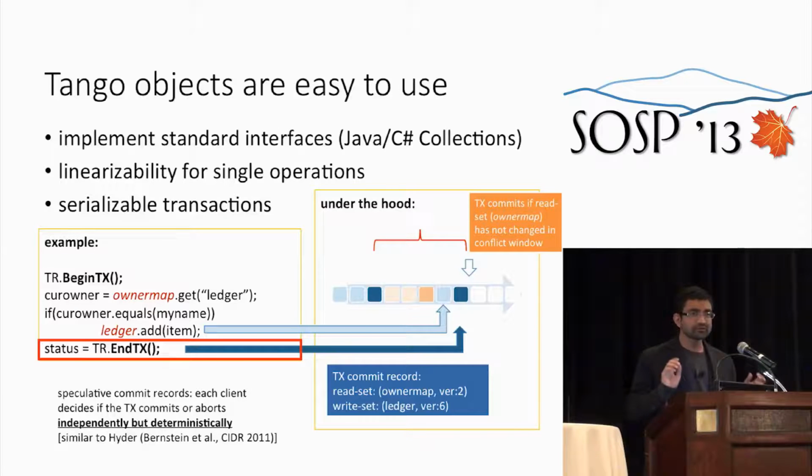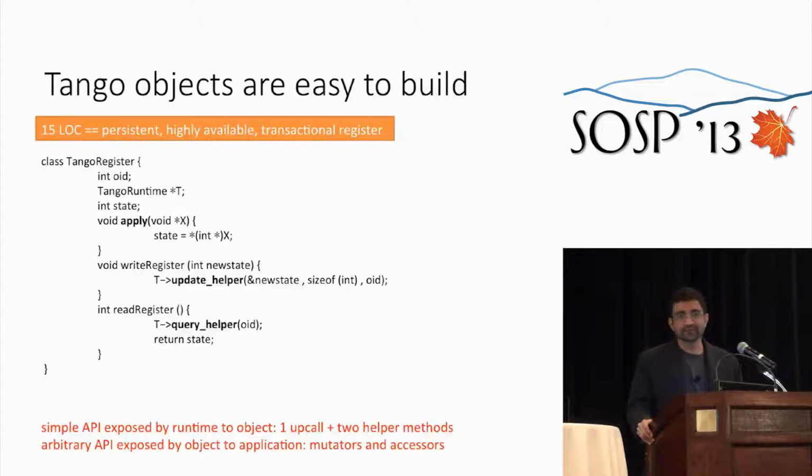Now, we offer a suite of Tango objects to the application, Tango maps, Tango lists, and so on. But we also want to give developers, slightly more sophisticated developers, the ability to build new data structures, things like arbitrary priority queues and so on. And I'll walk you through this code. The high-level point here is 15 lines of code. We get a register that's persistent, transactional, highly available, and elastic.